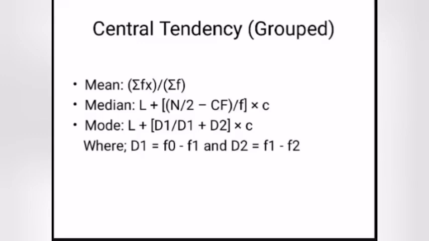So in this median formula, L is the lower class boundary of the median class. N is the total number of the data set. Then the CF there is the cumulative frequency before the median class. Then the F is the frequency of the median class. Then the C there is the class width.